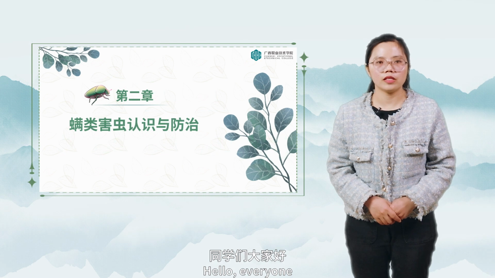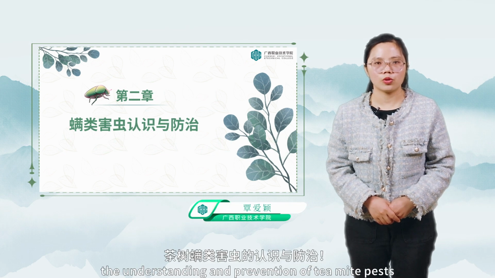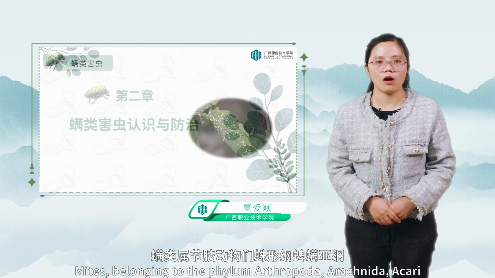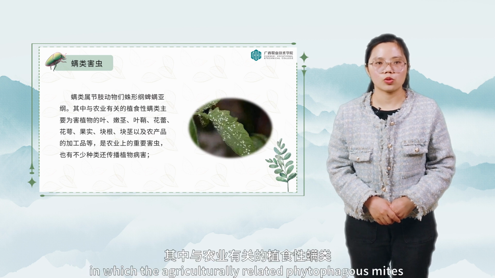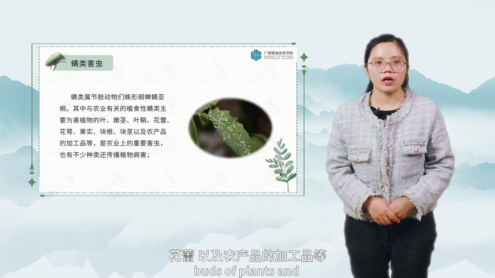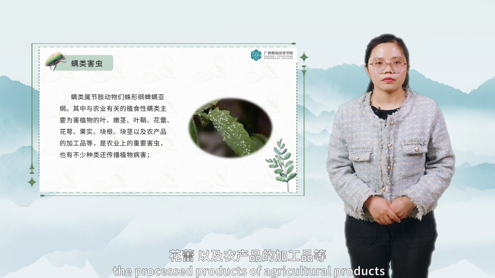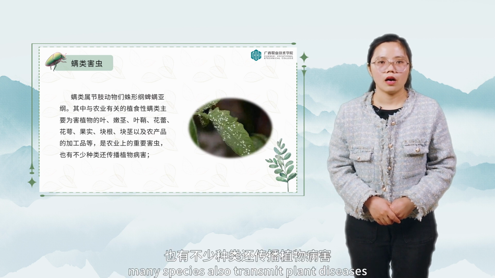Hello everyone. The main content of our study today is the understanding and prevention of tea mite pests. Mites belong to the phylum Arthropoda, class Arachnida, order Acari. The agriculturally related phytophagous mites mainly harm the tender stems, leaves, sheaths, and buds of plants, and the processed products of agricultural products, and are important pests in agriculture. Many species also transmit plant diseases.